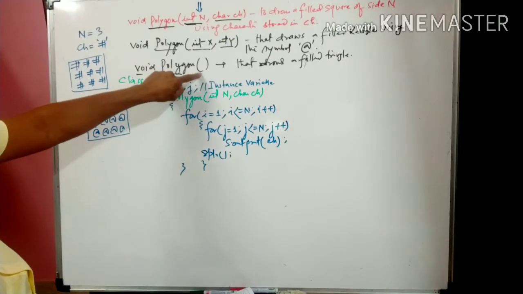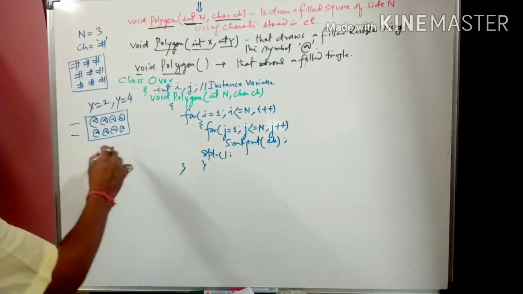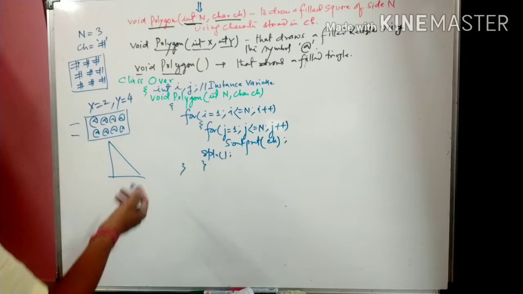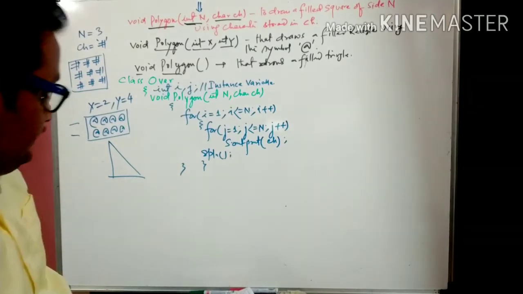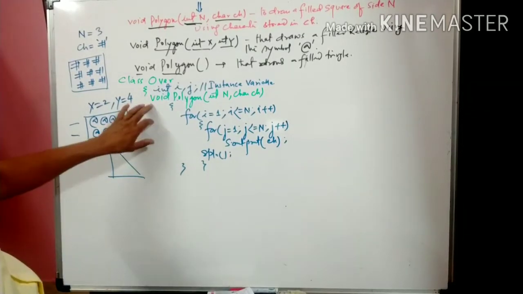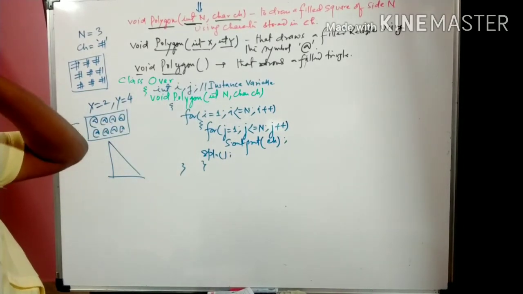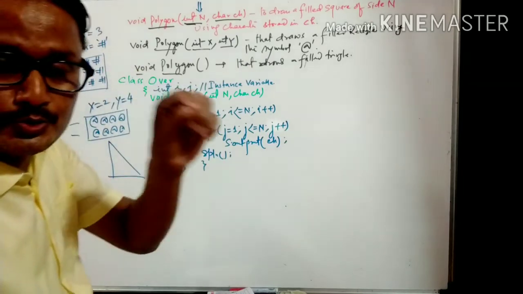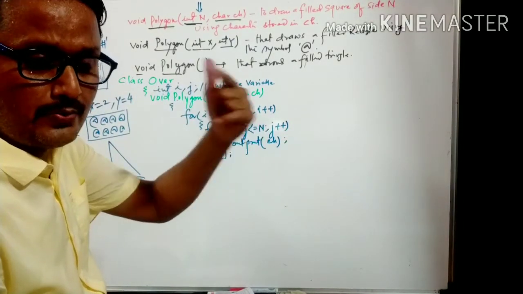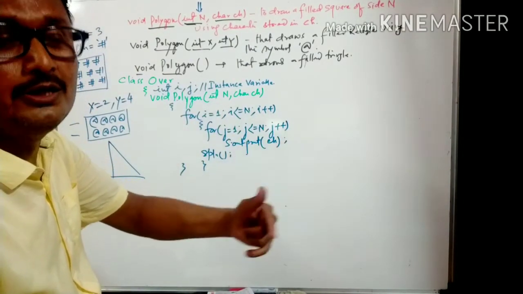Number 3, no signature, that draws a filled triangle. So like this way, you know how to draw a triangle. When you see this program, here are the instance variables i and j. Why are i and j instance variables? Because in all the methods we have to use the values of x and y, because we will use a nested for loop in all the methods.